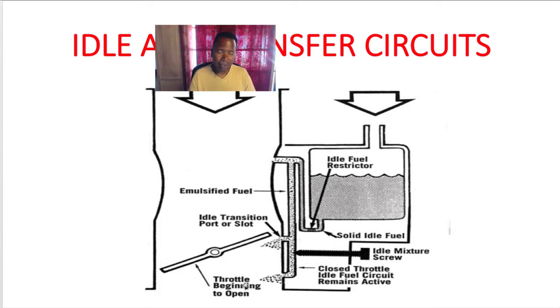And when I'm taking off from a stop sign, this throttle plate needs to open up. I need just a little bit extra fuel. That's when the throttle plate is exposed to this transfer port here. So I get just a little bit more fuel for that transfer from idle to off idle. That's basically what it's doing: giving a little bit more fuel when I'm going from the idle position to the off-idle position.